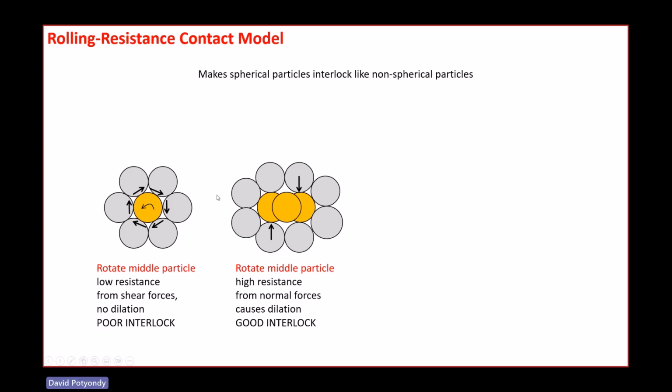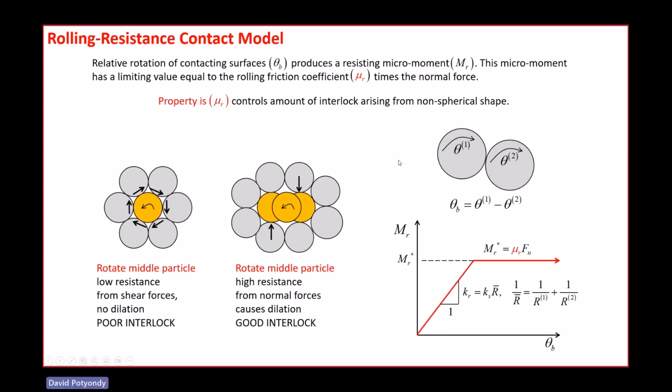So this is the question. You want to get a PhD? Here's your question. Solve the problem. I want to make this system behave like this system. How do I do it? So someone came up with this. They have what they call a rolling resistance contact model. Here's two guys.